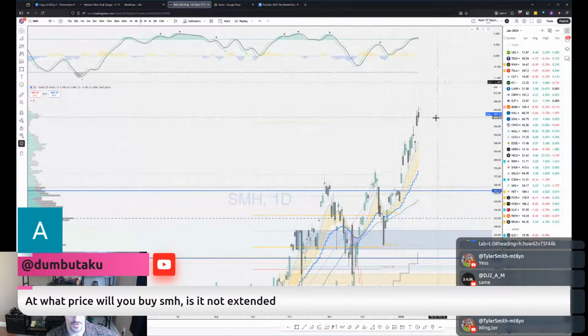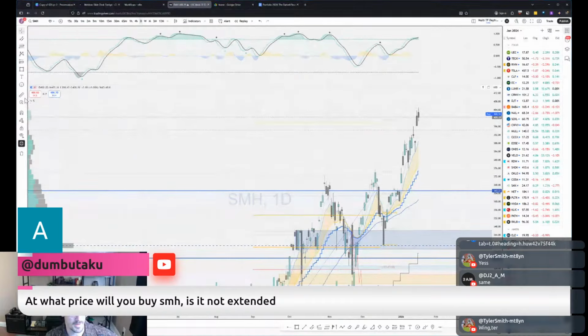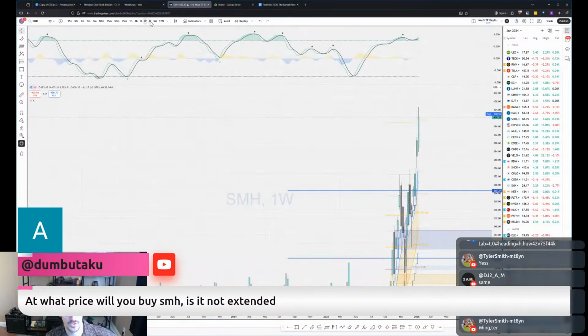overbought on the daily for sure, but it is just breaking. It just broke out of this big pattern and then consolidated and is continuing. So if we look at the weekly, it's actually expanding. Sure, it's technically overbought, but something can stay overbought literally forever. You want to look at something that was overbought for a while?